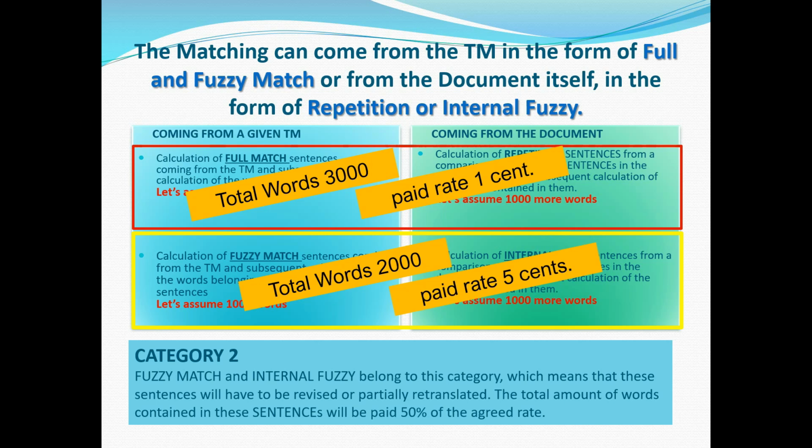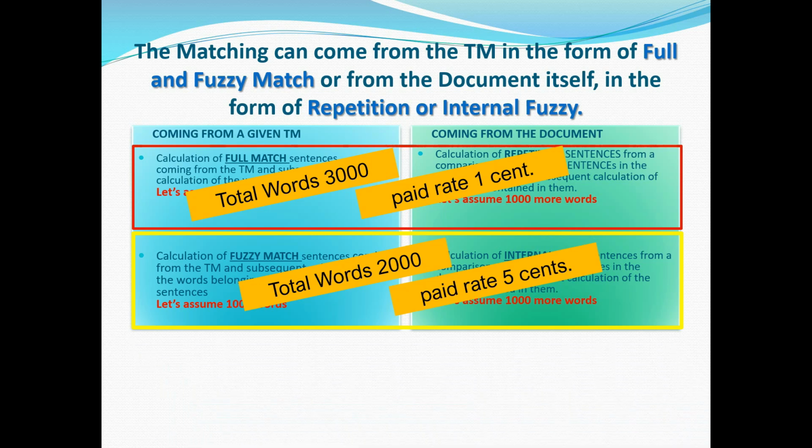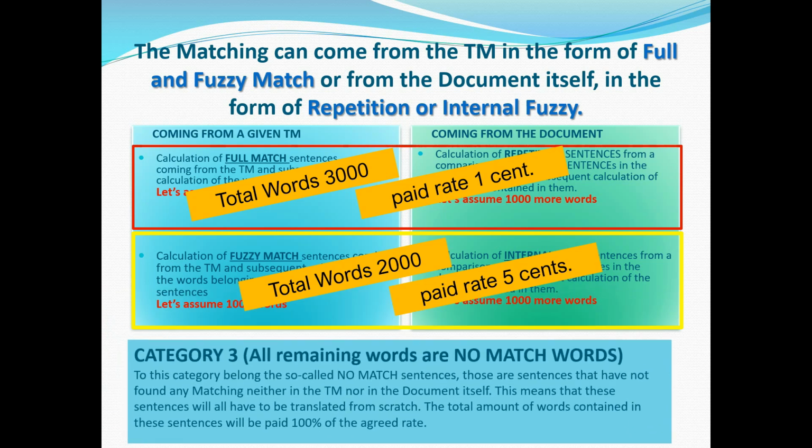And then we come to the third category. The third category is referring to all the remaining words, because all the remaining words, those that are not full matches, fuzzy matches, repetitions, or internal fuzzy, are considered no-match words. So to this category belong the so-called no-match sentences. When I say no-match sentence, then of course I also have no-match words. No-match words will be the total of all the words included in the no-match sentences.